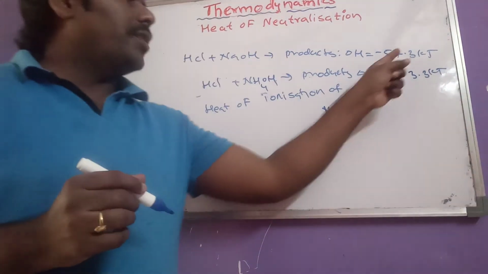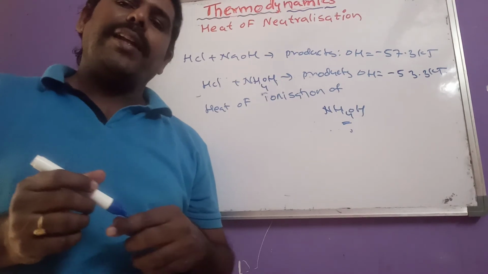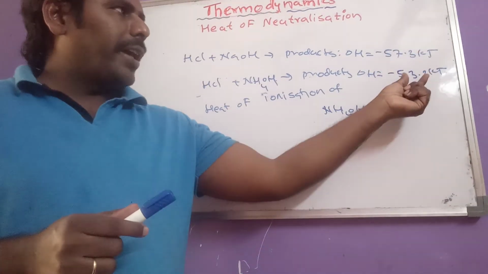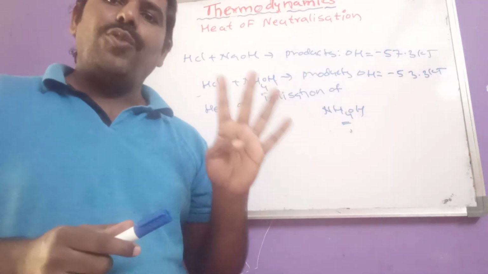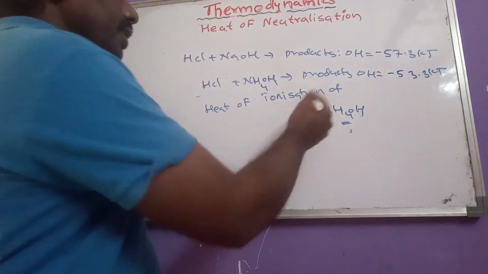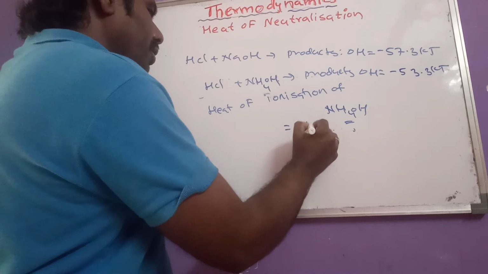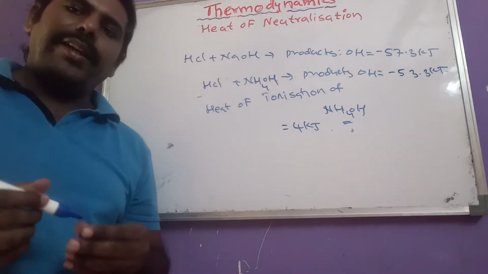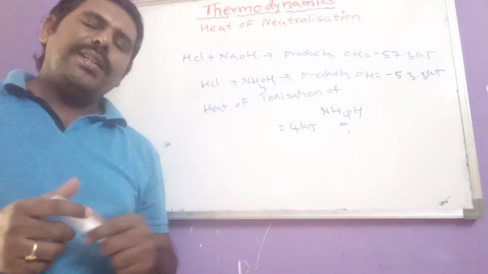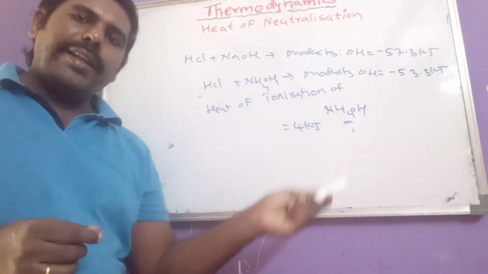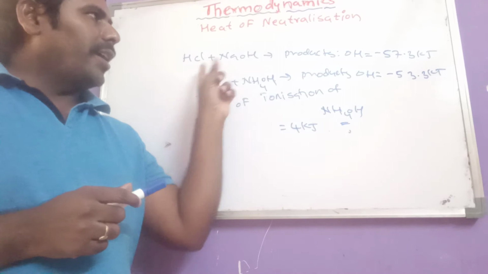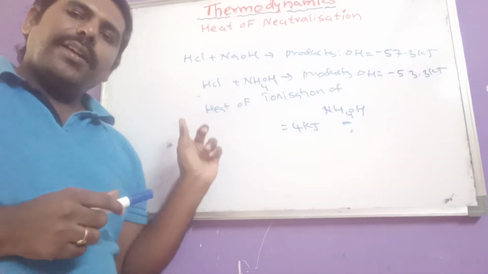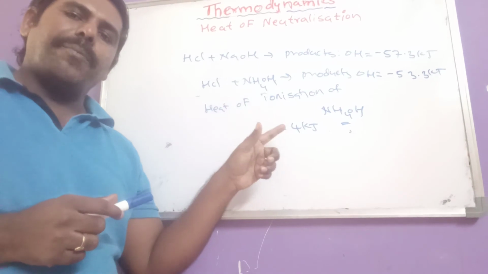How to find this? We just have to observe how much gap there is between the delta H values. So how much difference is here? 57.3 minus 53.3 means 4 kilojoules. That 4 kilojoules is used for the dissociation of which one? This weak NH4OH. Now they give the three equations: strong acid with strong base, weak acid with strong base, and strong acid with weak base.